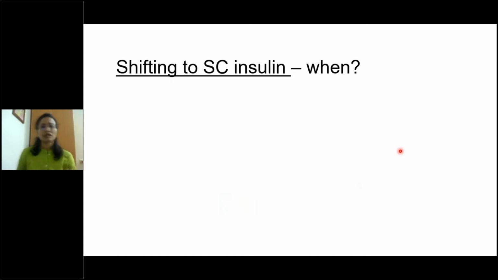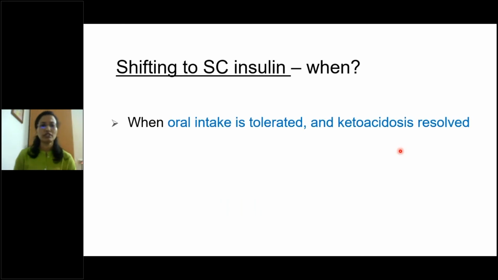Like Dr. Hema already mentioned, when are we going to decide to shift to subcutaneous insulin? Basically, the resolution of ketoacidosis is the endpoint for your IV insulin therapy. When there is resolution of ketoacidosis, your bicarbonate is more than or equal to 15, and the child is active, alert, and tolerating at least clear liquids orally, that is the time to shift to subcutaneous insulin. And it makes sense to coordinate so that your shift is correlated with the meal time.